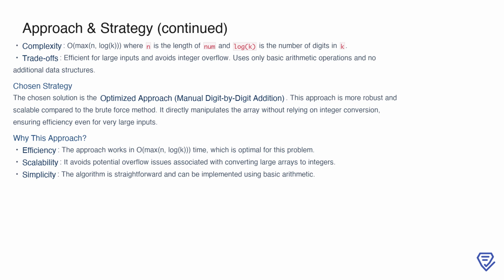The chosen solution for this problem is the optimized approach based on manual digit-by-digit addition. This strategy is more scalable and efficient than the brute force method because it directly manipulates the array and handles carry propagation seamlessly. By avoiding unnecessary conversions, this approach is better suited for competitive programming scenarios and real-world applications where input sizes can become very large.